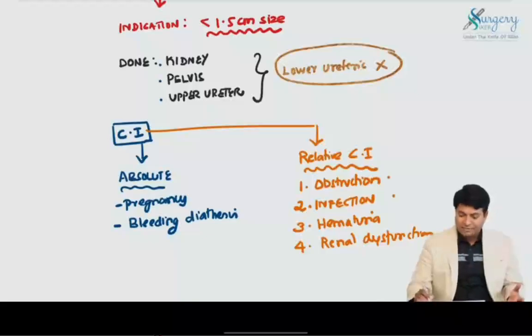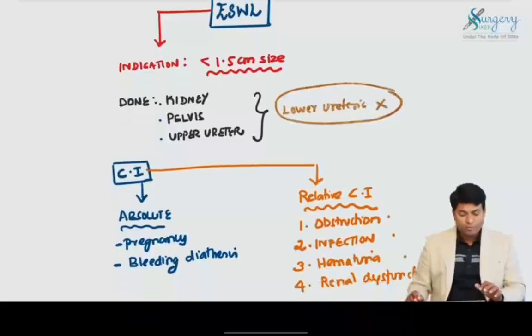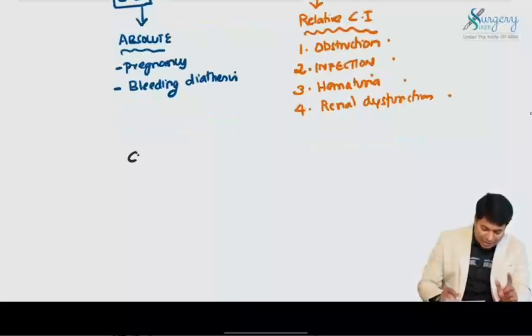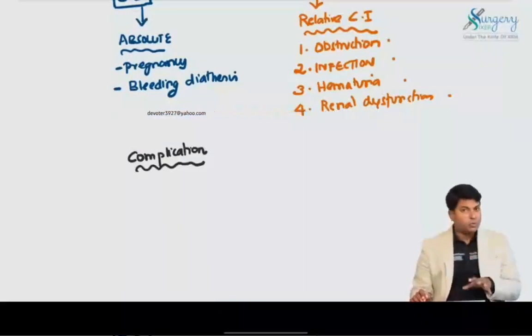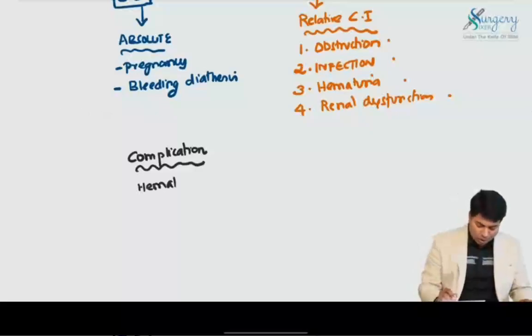So obstruction, patients with infection, hematuria, renal dysfunction, we cannot use ESWL. The important complication of ESWL itself is hematuria. Please remember, after ESWL the patient will have hematuria. That is why in bleeding diathesis or a patient already having hematuria, if you use ESWL, you will bleed like anything. So please remember, hematuria is an important complication.